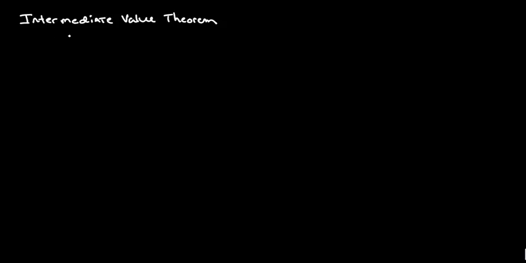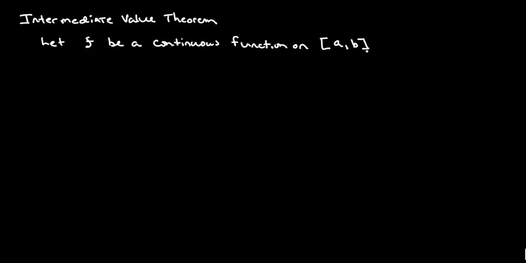and if you think about the name intermediate value, meaning an in-between value, says the following. It says let f be a continuous function. Okay, so let f be continuous on some interval, a closed interval, [a, b].